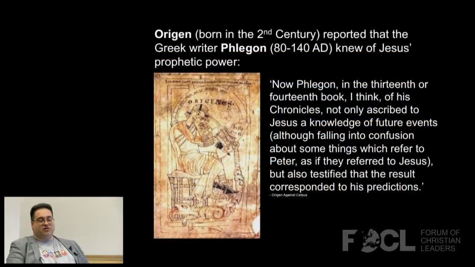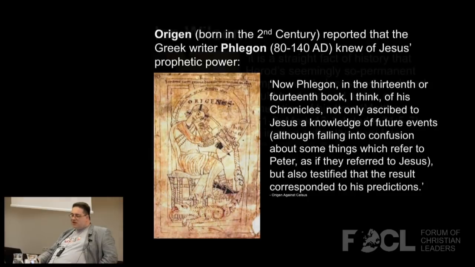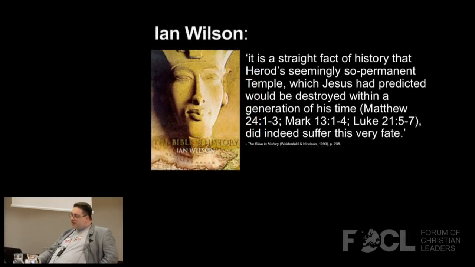Origen, born in the 2nd century, reported that the Greek writer Phlegon, writing in the 1st to 2nd century, knew of Jesus' prophetic power. Now, Phlegon, he says, in the 13th or 14th book, I think, of his Chronicles, not only ascribed to Jesus a knowledge of future events, although falling into confusion about some things which referred to Peter as if they referred to Jesus, but also testified that the result corresponded to his predictions. Interesting second-hand enemy testimony.